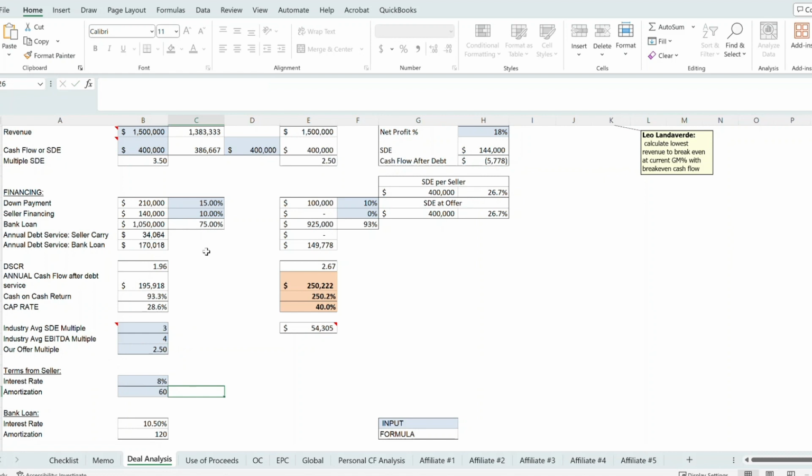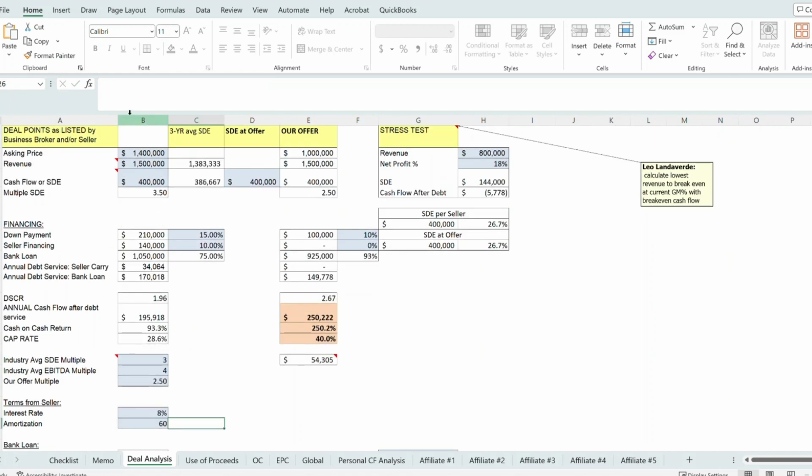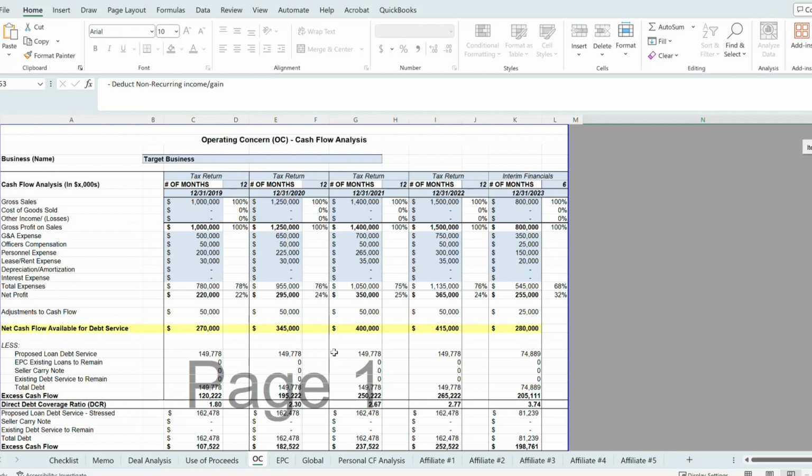So again, we haven't really done any of our analysis yet. This is what is given to us by the listing agent, okay? Assuming that this business is represented by a broker, or FSBO if it is for sale by business owner. All right, how do we get to the 3-year average SDE and the average revenue? For that, we go to the operating cash flow or operating concern on the cash flow side. So these numbers represent tax returns for the trailing years 19, 20, 21, and 22 with the interim financials through June for 2023. It tells you here where it comes from.